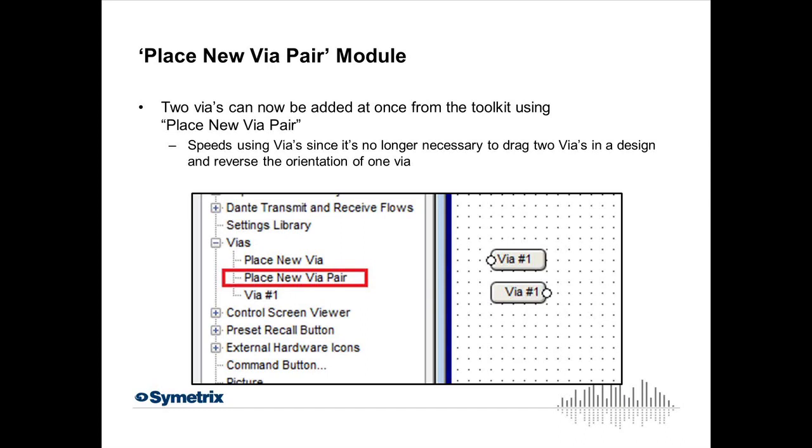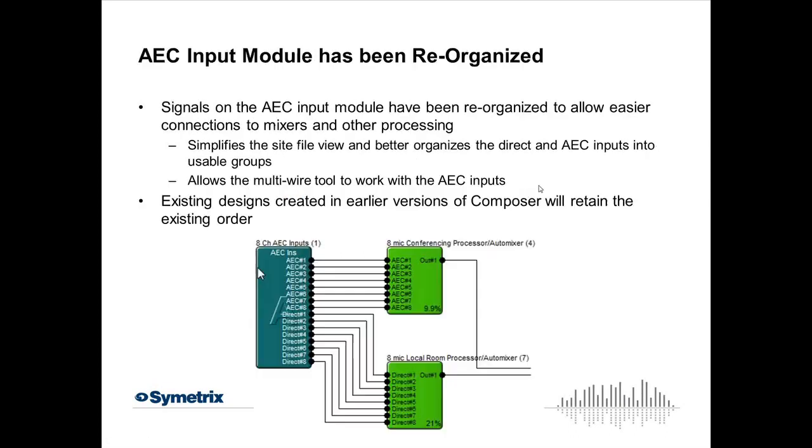Previously, you had to drag a VIA out and wire it up, and then drag that same VIA out somewhere else and reverse its orientation. We now give you the ability to just drag in a pair, so you get the input and the output side of the VIA in a single drop. You change the name on one, it's going to change the name on both of them. So it's really just a time-saving technique with the VIAs.